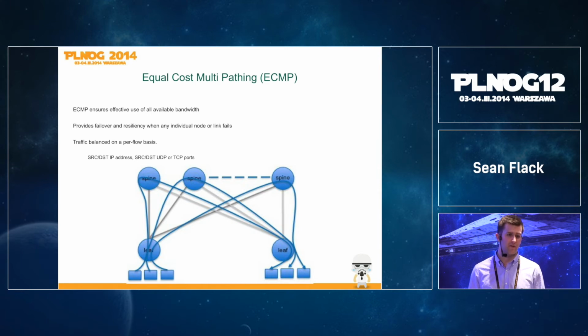Therefore, we're providing failover recovery with individual nodes or individual links. And the nice thing as well is that we're load balancing traffic based on the IP address and the source and destination UDP or TCP ports, meaning that traffic is hashed per node and is load balanced effectively. So if you imagine traffic going from this leaf over to here, and we have multiple spine devices, we can spread the traffic between the different spines.